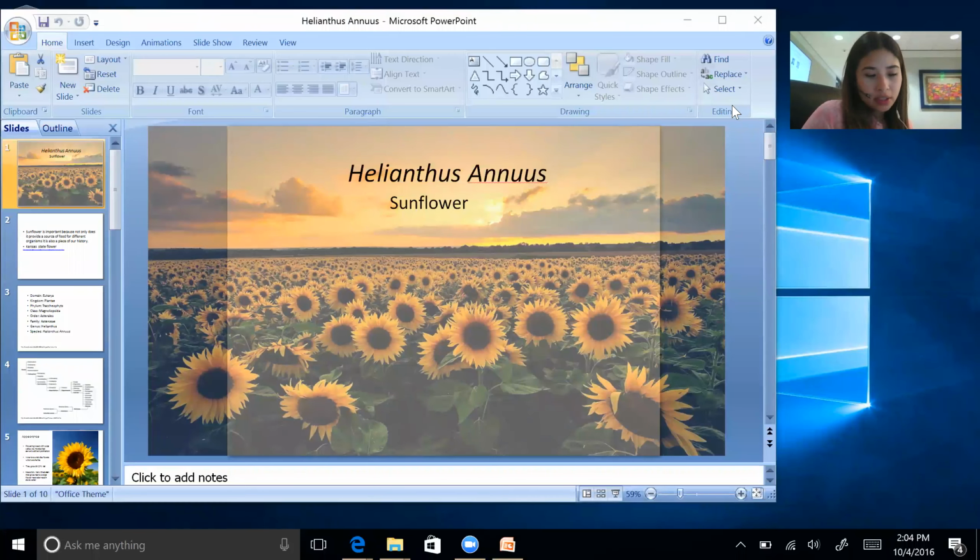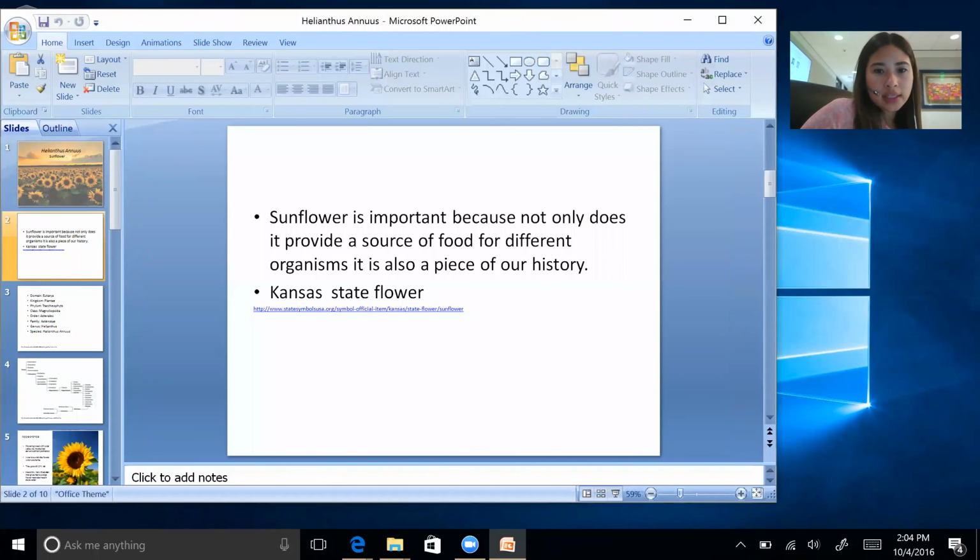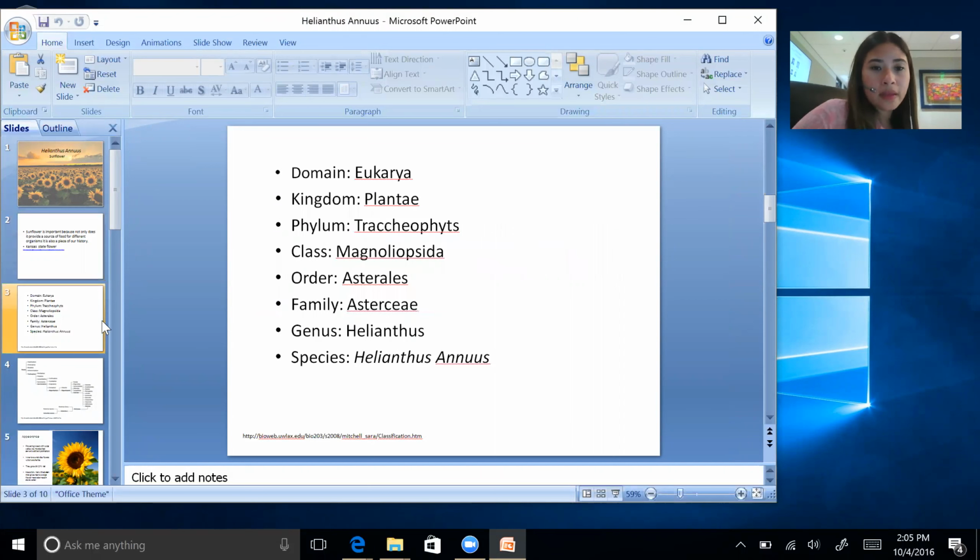So I will be doing my presentation on the Helianthus annuus, also known as the sunflower. The sunflower is important because not only does it provide a source of food for different organisms, it's also a piece of our history. It is the Kansas state flower.